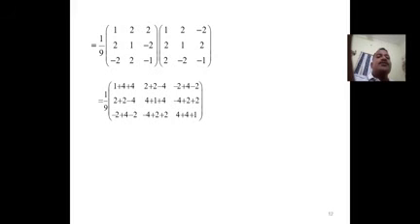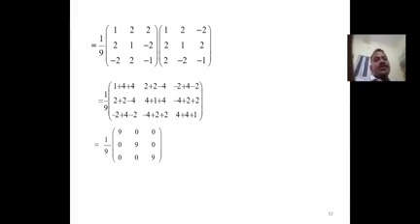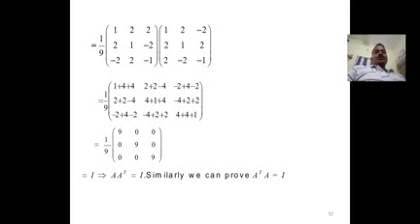Next, second row: 2 into 2 plus 2 plus minus 4, 4 plus 1 plus 4, minus 2 minus 4 plus 2, plus 2 minus 2 plus 4 minus 2 minus 4 plus 2 plus 2, 4 4 plus 1. So this is 9 0 0, 0 9 0, 0 0 9 into 1 by 9. After multiplying with 1 by 9, you can get 1 0 0, 0 1 0, 0 0 1, that is I.